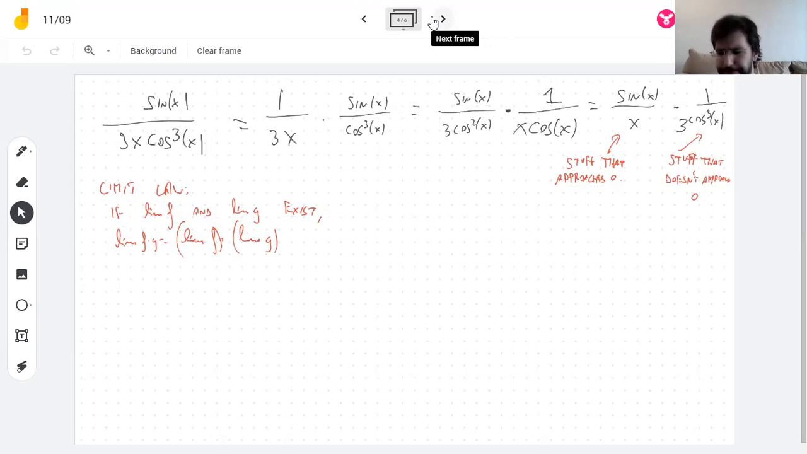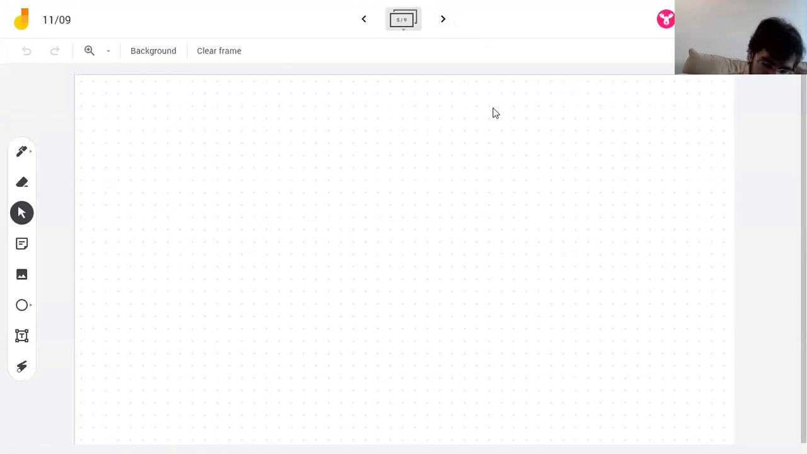Does that make sense? All right. Okay, more examples then. So L'Hopital's rule, you can use for things that are not quotients, that are not fractions, as long as you manipulate them into a fraction. And it turns out most things you can manipulate into being a fraction.